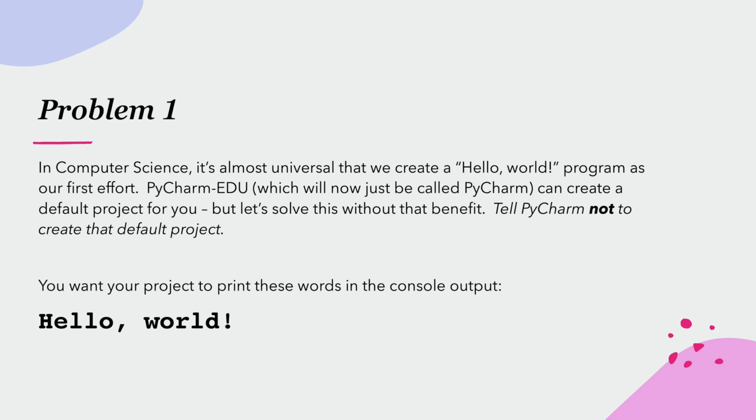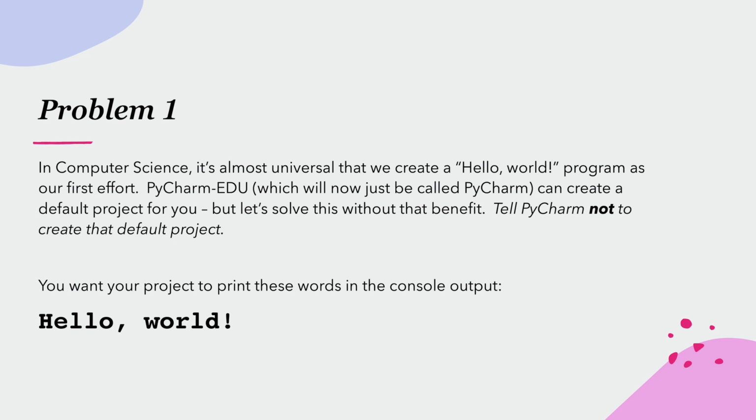In our first problem, we're going to be doing something that is traditional. In computer science, it's almost universal that we create a Hello World program as our first effort. PyCharm, which is all we're going to call it from now on, can create a default project for you and put code in it, but we're going to solve it without that benefit. We'll tell PyCharm not to create the default project with code in it. We'll just create the project structure, and we'll add our own code.